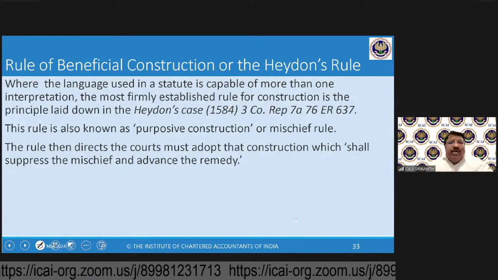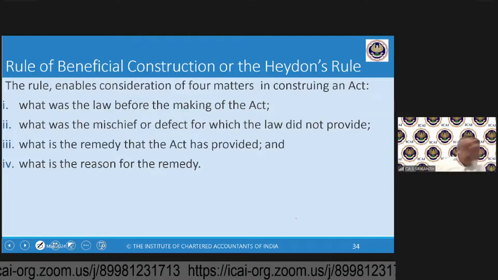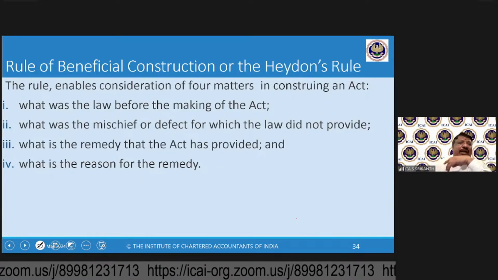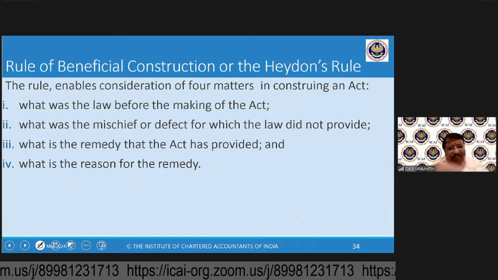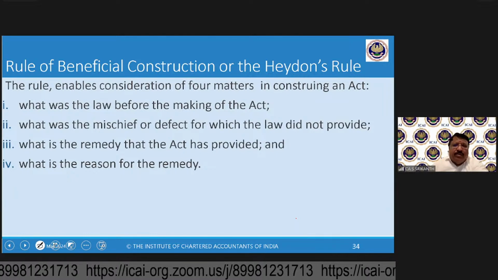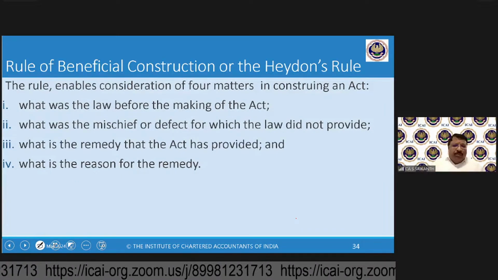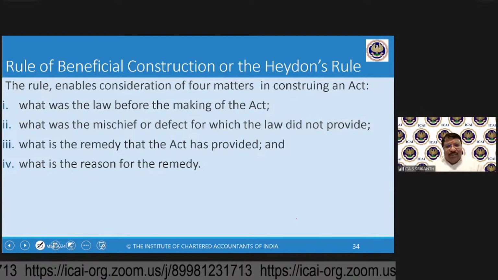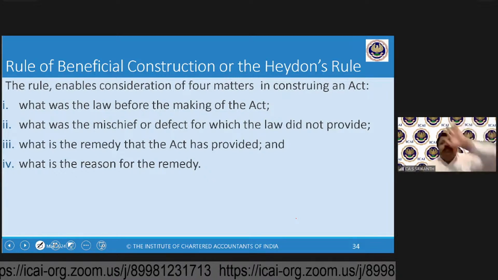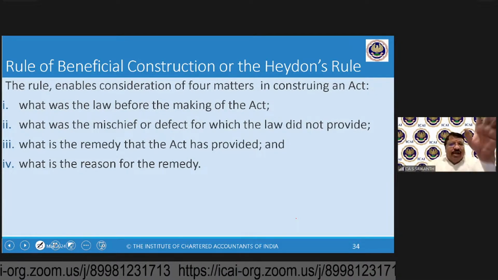So, whenever there is an ambiguity, go to the old law. This is what the barons of the realm said while deciding Hayden's case: what was the law before the making of the act? What was the mischief or defect? What is the remedy that the act has provided? What is the reason for the remedy? How to give that remedy? So, see, this is the beauty of it. There was a problem. You passed a law to solve the problem. You created more problem. Now, how to give the solution to the original problem? Give that. That is called rule of beneficial construction.